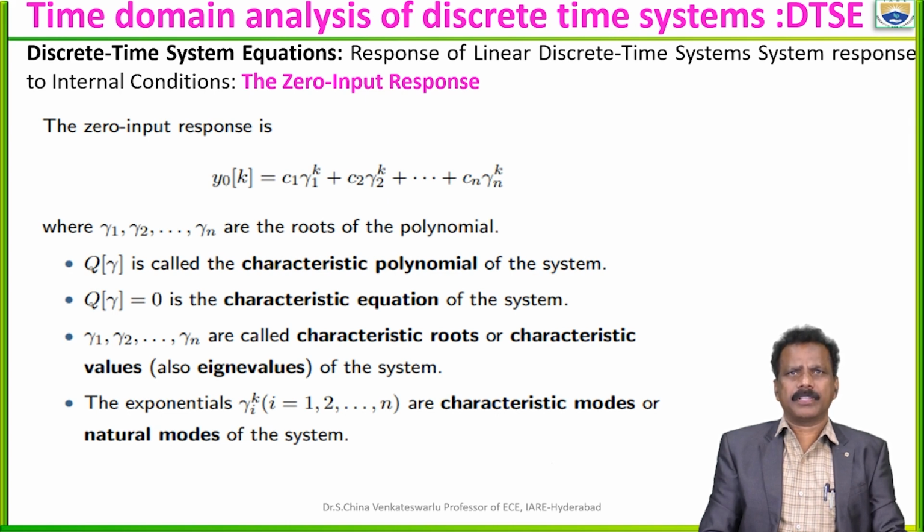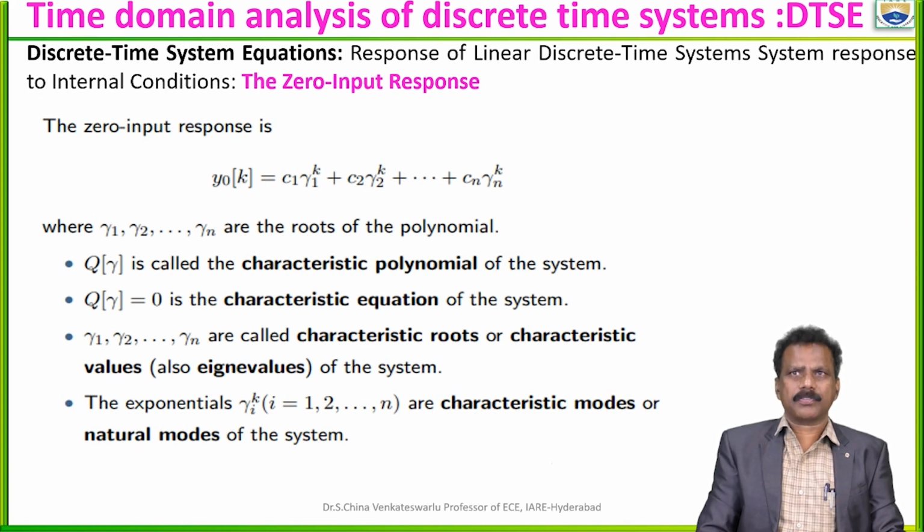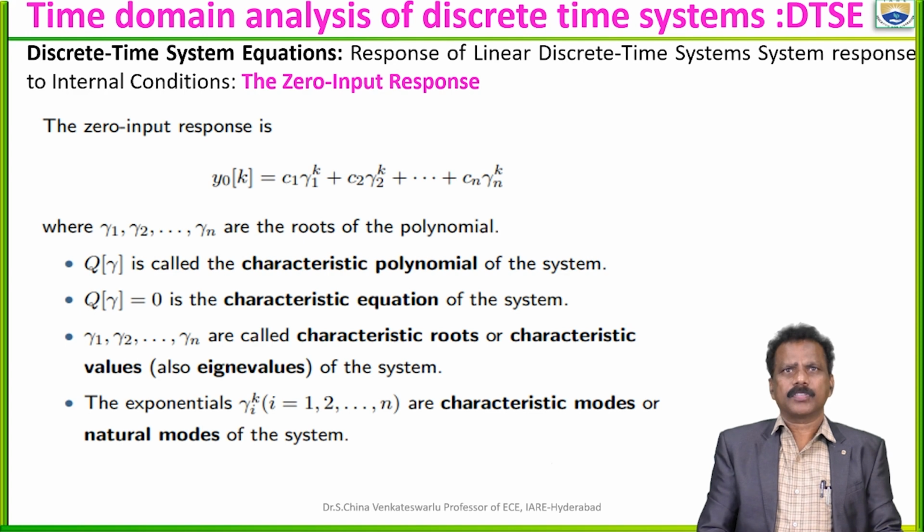System response is affected by this operator E, and the internal condition is based on the zero input response. With this, the exponential values are the characteristic modes, or natural modes, of the system, and will be reflected. Based on that, the response of the linear discrete time system to internal conditions, the E effect, the zero input response and so on. Like this, we try to verify the time domain analysis of discrete time system with the different mathematical notations and how it varies.